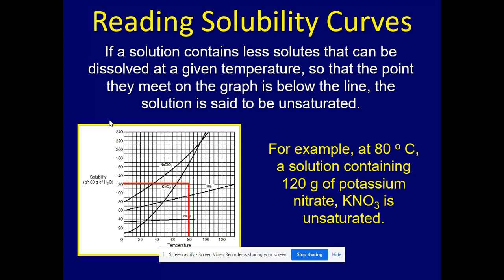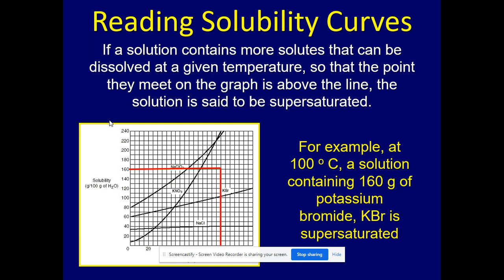Here's an example. At 80 degrees Celsius, a solution containing 120 grams of potassium nitrate, KNO3, is unsaturated. We find 80 degrees Celsius on the x-axis, carry it up to where it meets the point for the 120 grams on the y-axis. Then we're looking for KNO3. You find the curve of the KNO3, and the point is below the KNO3 line on the graph. So it is an unsaturated solution.